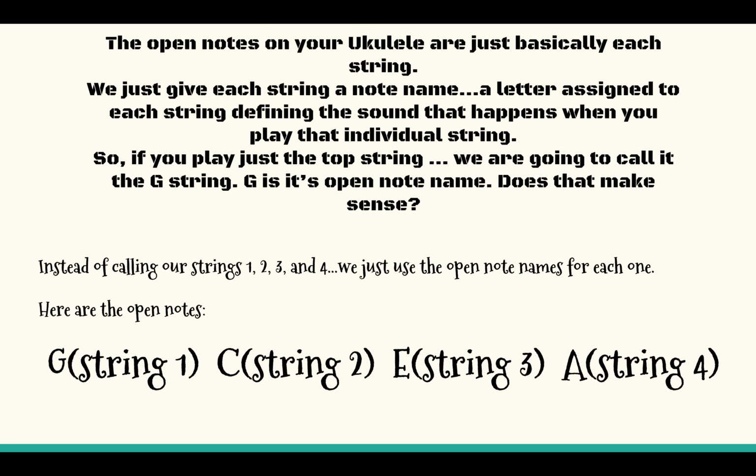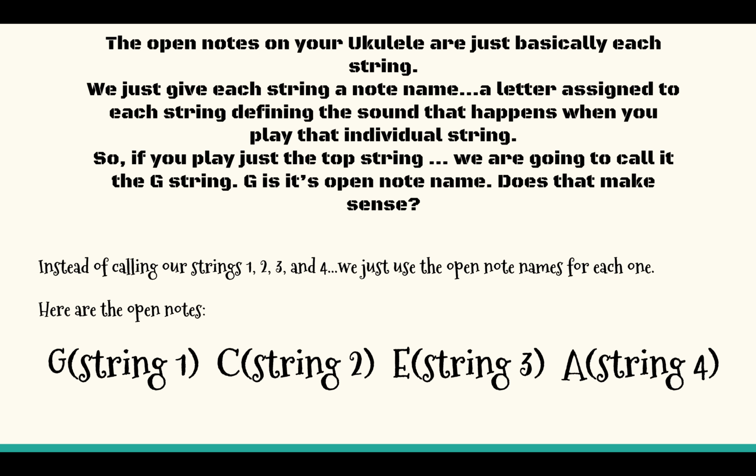Okay, now let's talk about open strings and what they mean, okay? The open notes on your ukulele are just basically each string. We just give each string a note name, a letter assigned to each string, defining the sound that happens when you play the individual string. So if you play just the top string, so you can try that now, just the top string, that's it. We're going to call it the G string. G string is its open note name.